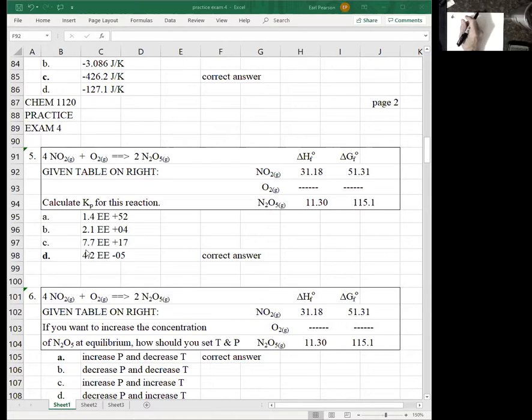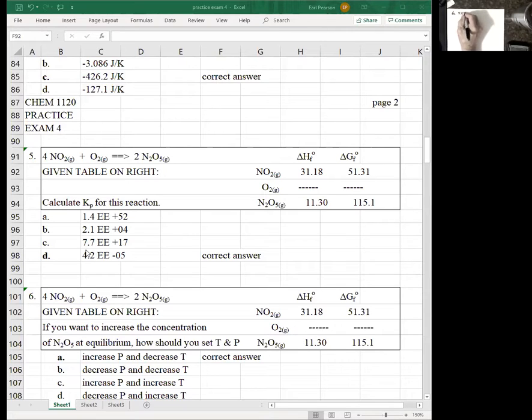And we're looking at an equilibrium. If you want to increase the concentration of N2O5 at equilibrium, how should you affect the temperature and pressure relative now to the 25 degrees and 1 atmosphere pressure of each substance that we have given? Okay, let's look at the reaction. I'll write this down and then we'll go back over to the pad.